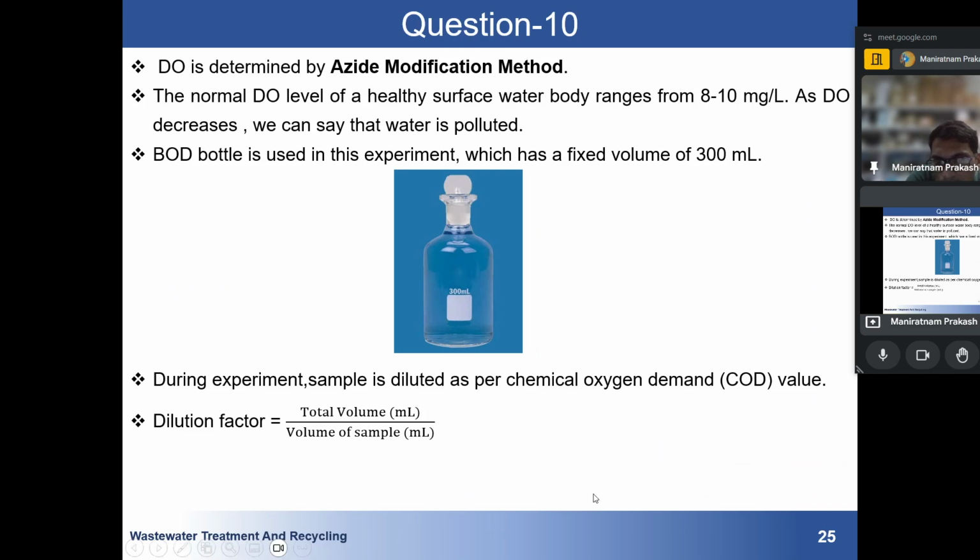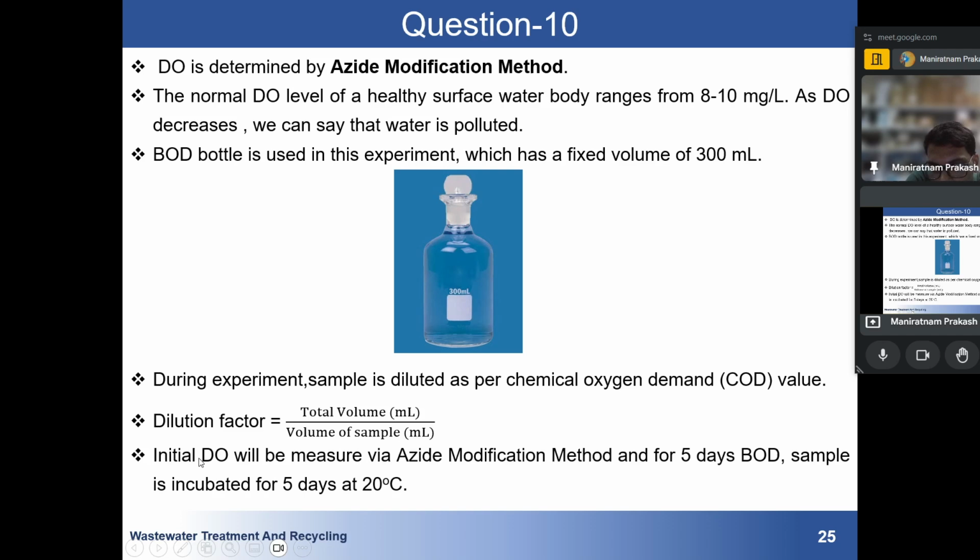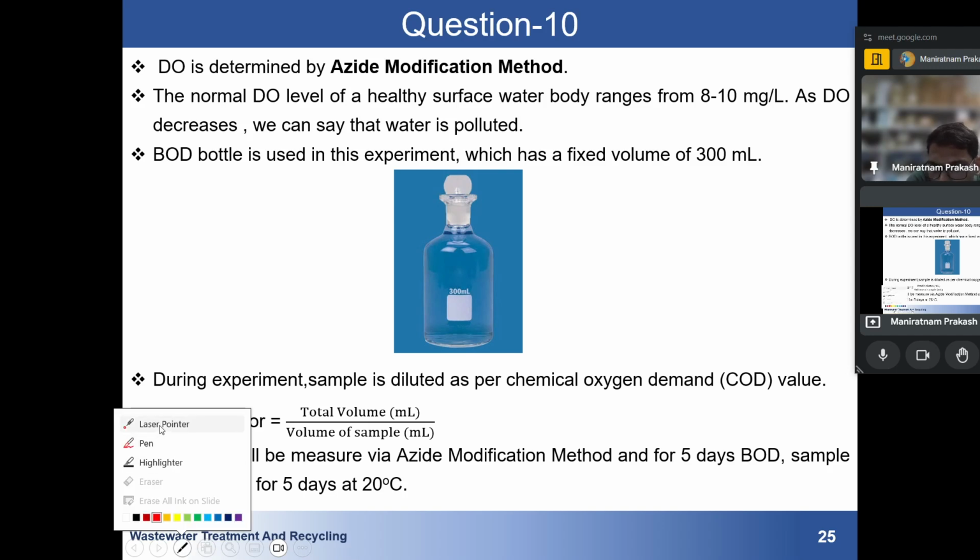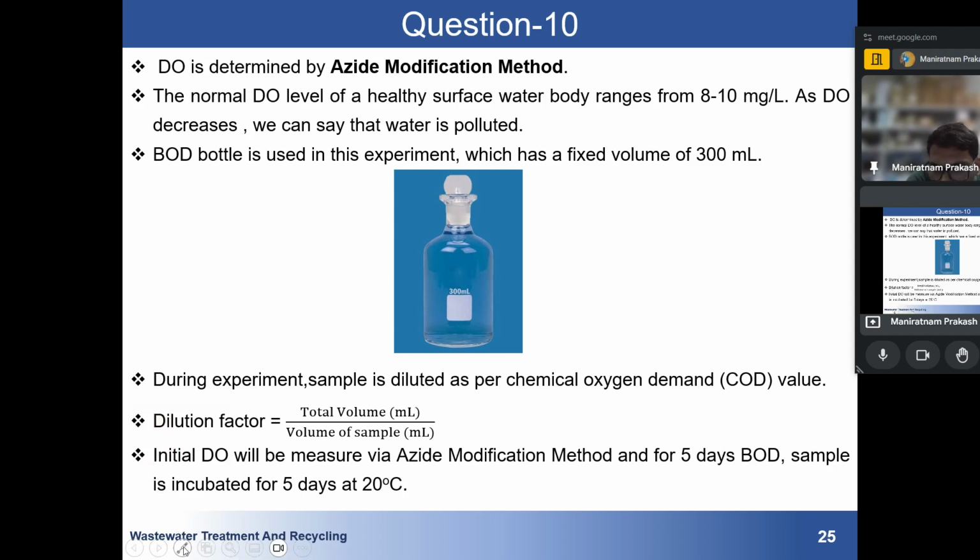The dilution factor is total volume divided by volume of the sample. Total volume is always 300 ml; depending upon the volume of sample, you can identify it. The initial DO is measured by the azide modification method. For 5 days, the sample is incubated. In this method we use some kind of chemical, then we titrate it, and depending upon the color change, we note down our dissolved oxygen value.